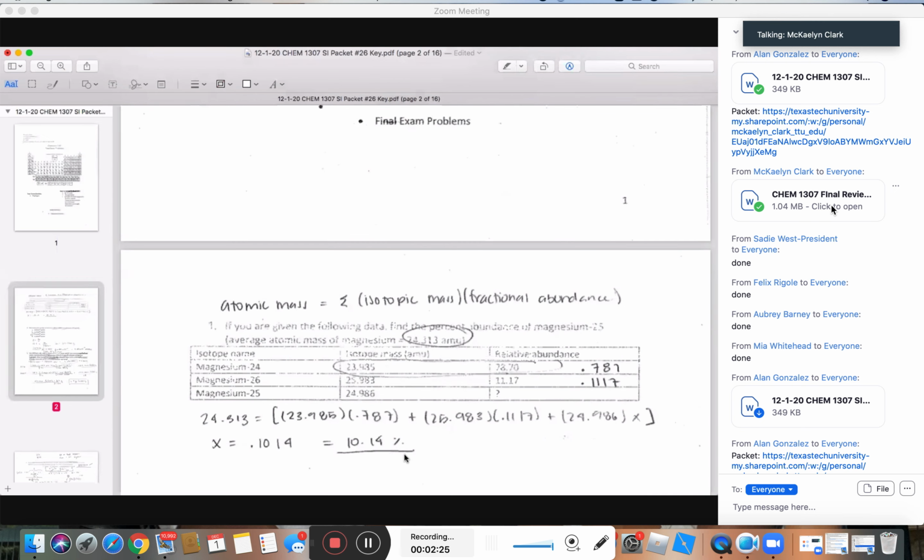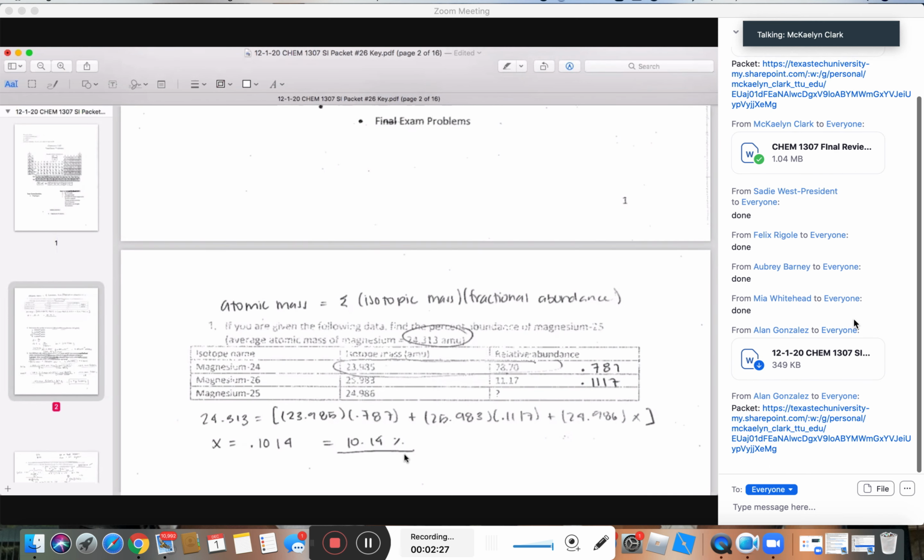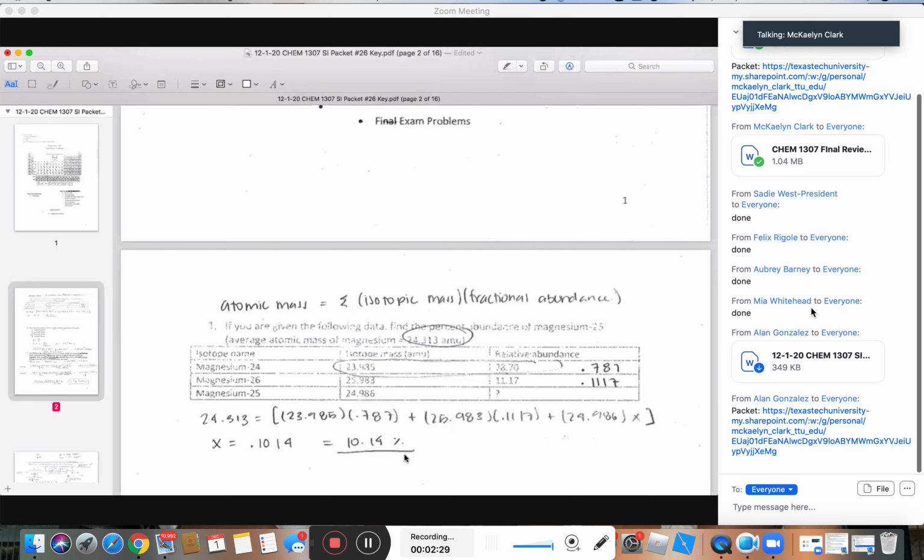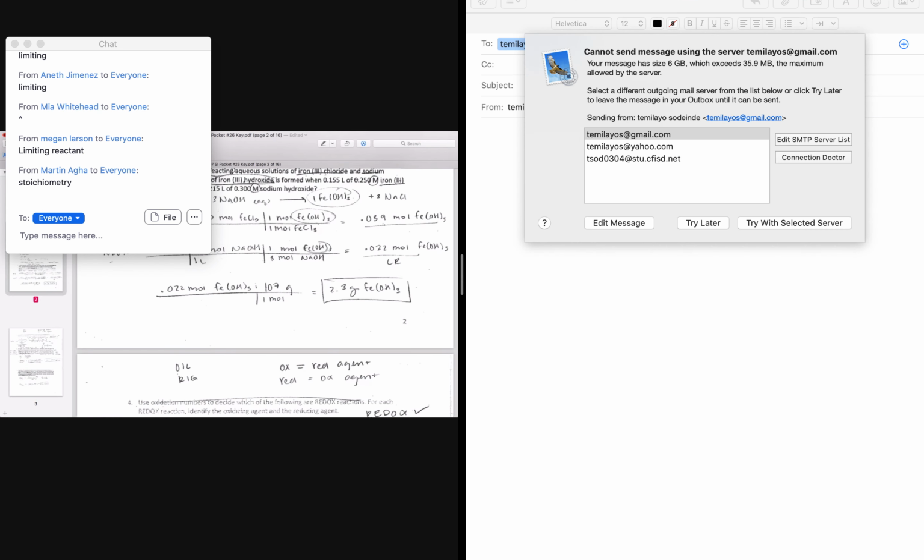First question: how did you get the 0.787 and 0.1117? Really, it's just moving this decimal point over two spaces. That's how you convert from its percent to its fractional form. It's just moving the decimal point.